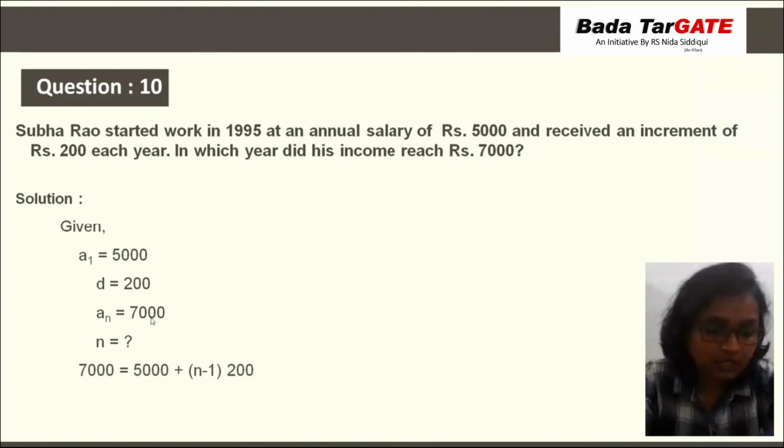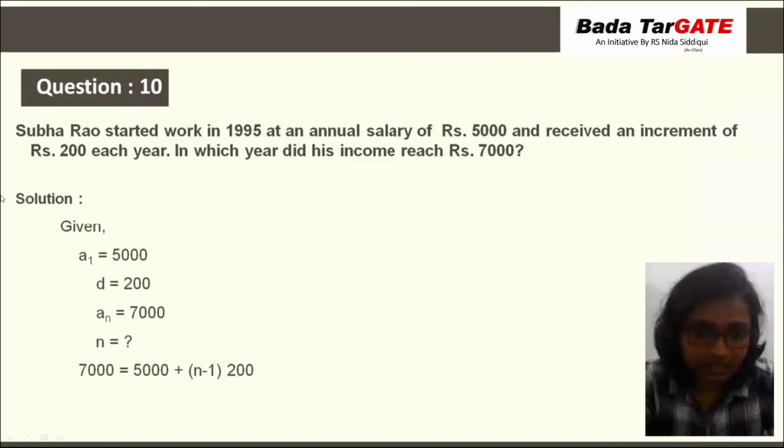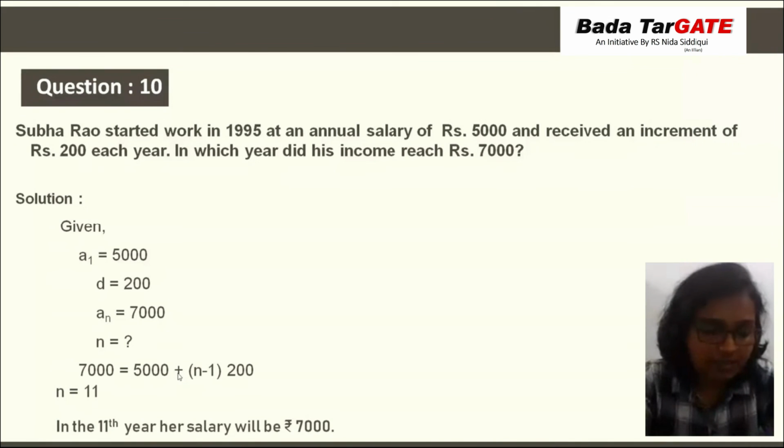We know the equation to find the nth term of an AP, which is AN is equal to A plus N minus 1 into D. Substituting these values in the equation, we get 7,000 is equal to 5,000 plus N minus 1 into 200. From this, we get the value of N, which is 11. So in the 11th year, he will get the salary of 7,000 rupees.